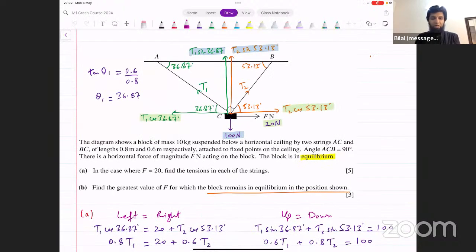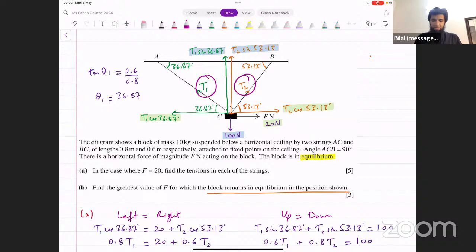You have this particle, this block hanging in equilibrium from a string like this. And you have to find, in the second part, the greatest value of F for which the block remains in equilibrium like this. What's the greatest value of F in this case? Again, how do you find that? You have to put one of the tensions equal to zero. One of the tensions has to be equal to zero. Okay? And then you think about which tension you can put equal to zero.